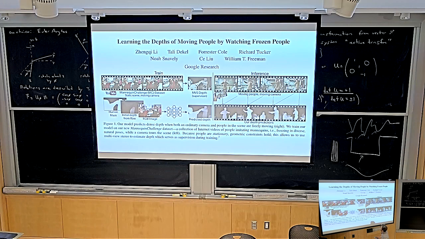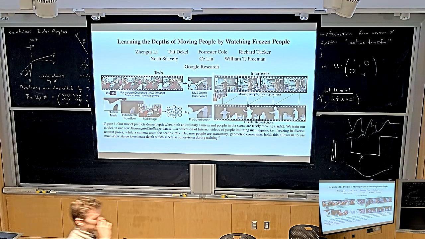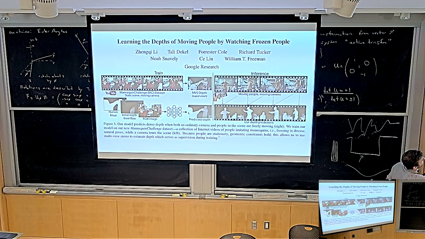So this is a paper from friends of ours at Cornell. Bill is, of course, at Google and at MIT. Bill is a professor here. Noah is at Cornell. Zhengqi, I don't know where he is right now. Tali is now a professor in Israel at the Weizmann Institute. These are all well-known names in 3D computer vision. You'll come across them very often. This paper did something funny: learning the depths of moving people by watching frozen people.